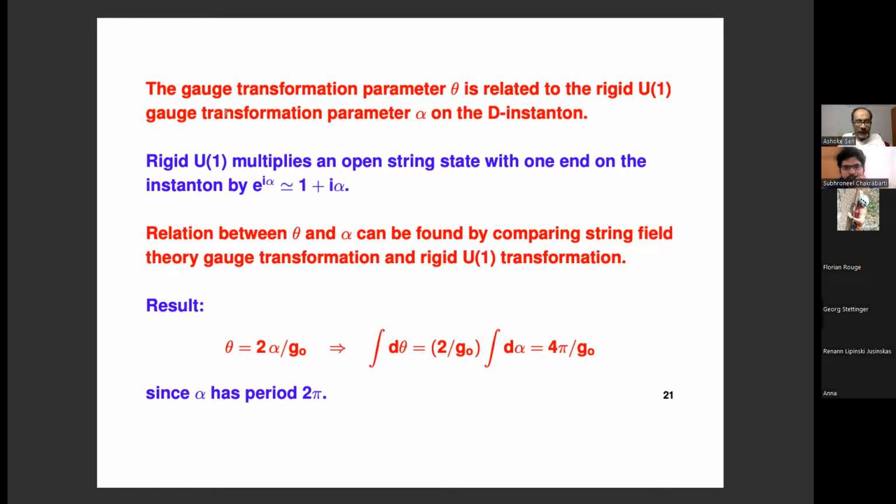On the other hand, U1, I have defined it such that that state gets multiplied by e to the i alpha. So you compare the U1 gauge transformation by alpha and the theta gauge transformation of the same state, and equate them. That determines the relationship between theta and alpha, which is given here. And now the point is that alpha has period 2 pi. That's how we have defined it, right? Because you are picking up a phase of e to the i alpha. So clearly for alpha equal to 2 pi, this is 1.